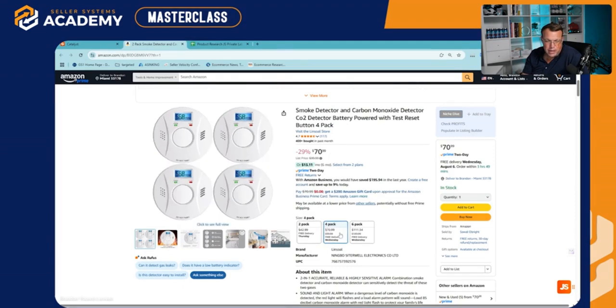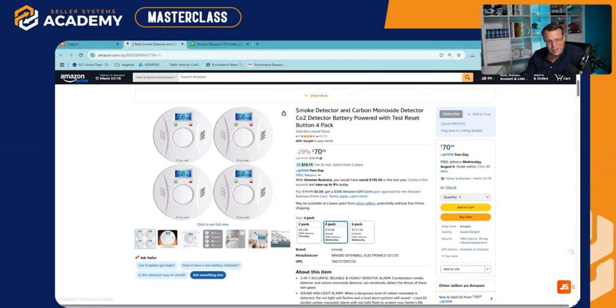Looks like the 4-pack is the sweet spot at $70, but it's selling 400. Maybe this budget works and we can look at this product further. But my question becomes, how do I differentiate? That's where my mind goes next. Can I differentiate on this product in a way that plays to my strengths?